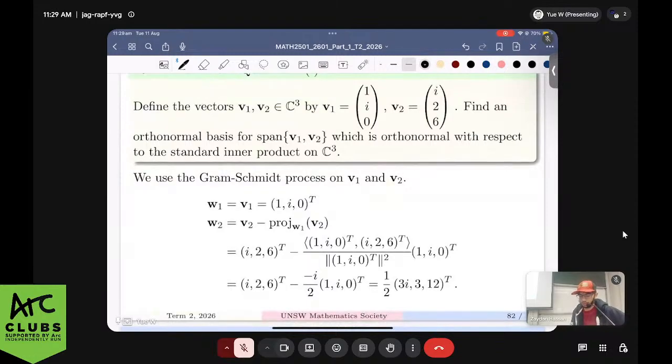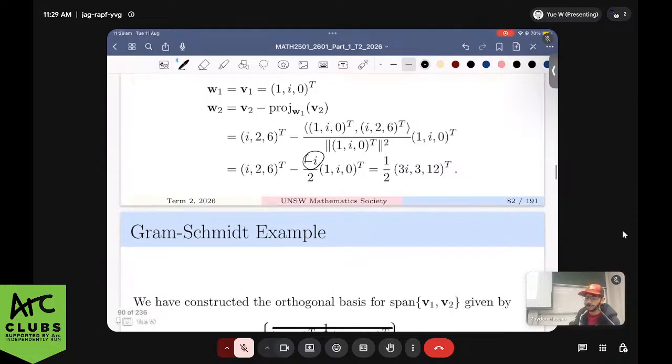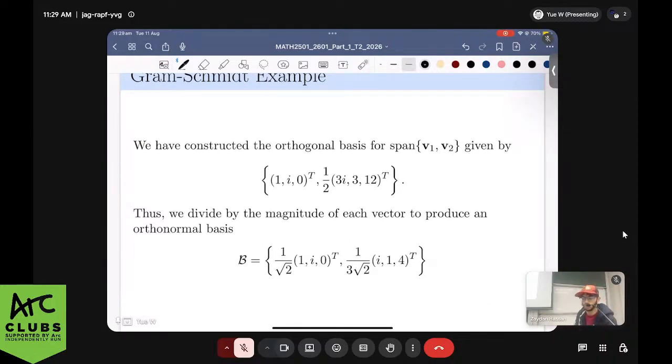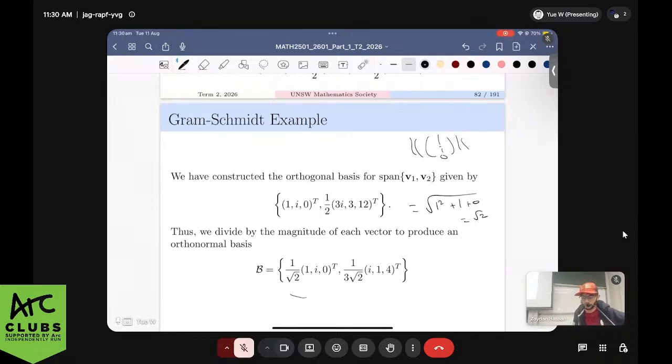Okay, Gram-Schmidt: w1 equals v1, that's the easiest one. Then w2 is v2 minus the projection of v2 onto w1, and you'll get this. This is where the minus i comes from, which I just showed you by calculation. When you calculate that, you'll get these two vectors. They ask for an orthonormal one, so you need to normalize it. The norm of (1, i, 0) is the square root of the sum of modulus squares: square root of 1 squared plus not i squared, but the modulus of i squared, which is still just 1. So this is root 2. You get a 1 over root 2 here, and you can do something similar for the other one.